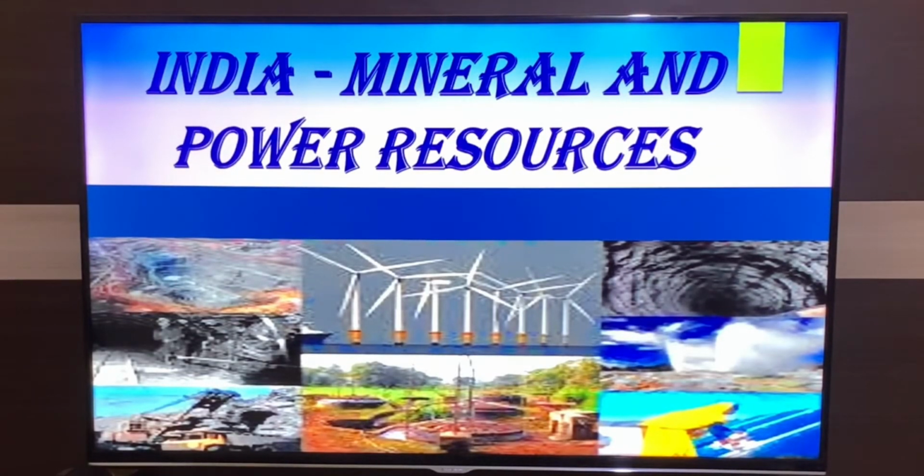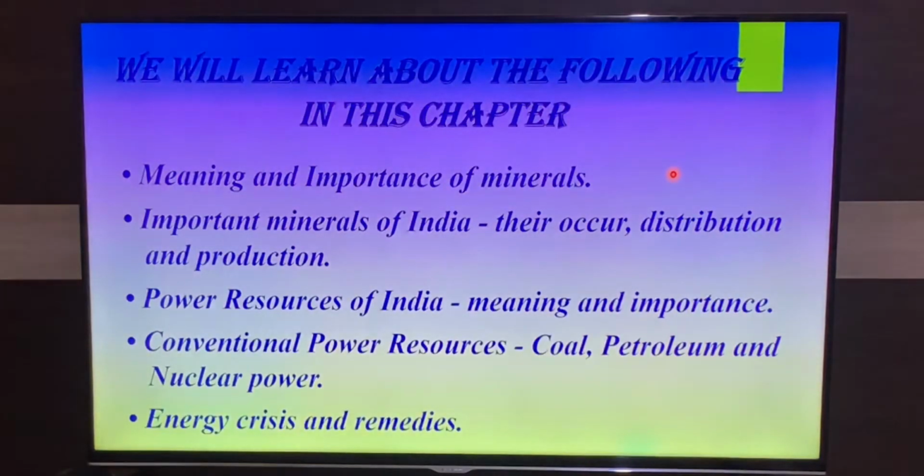Today we shall study about India, mineral and power resources. So we will be studying about mineral and power resources. In this chapter you will learn about meaning and importance of minerals, important minerals of India, their occurrence, distribution and production.